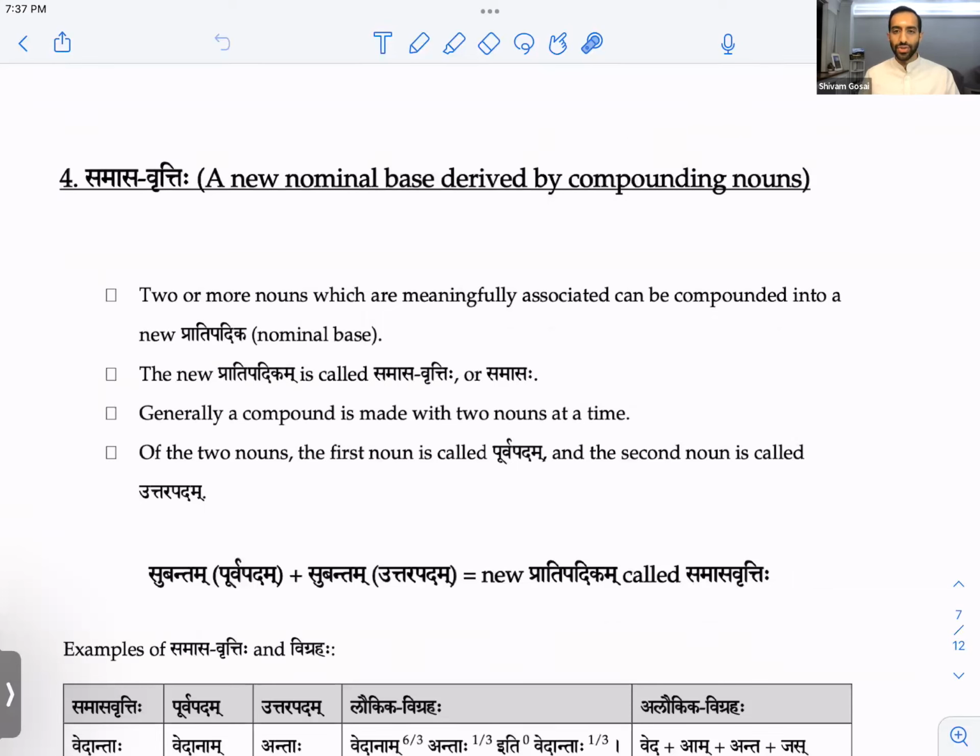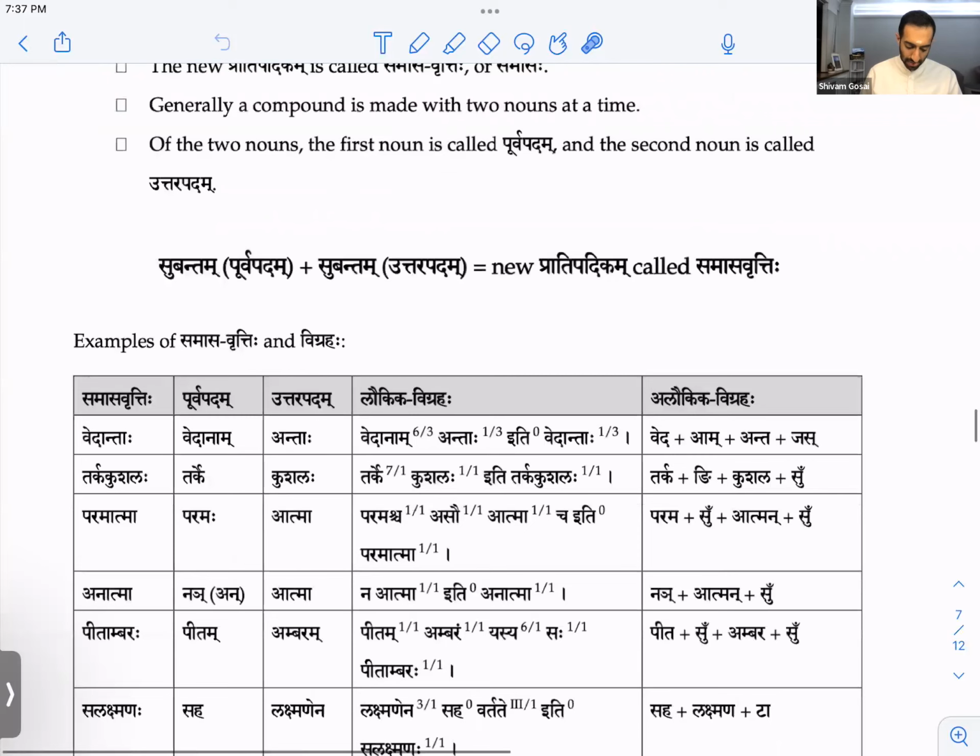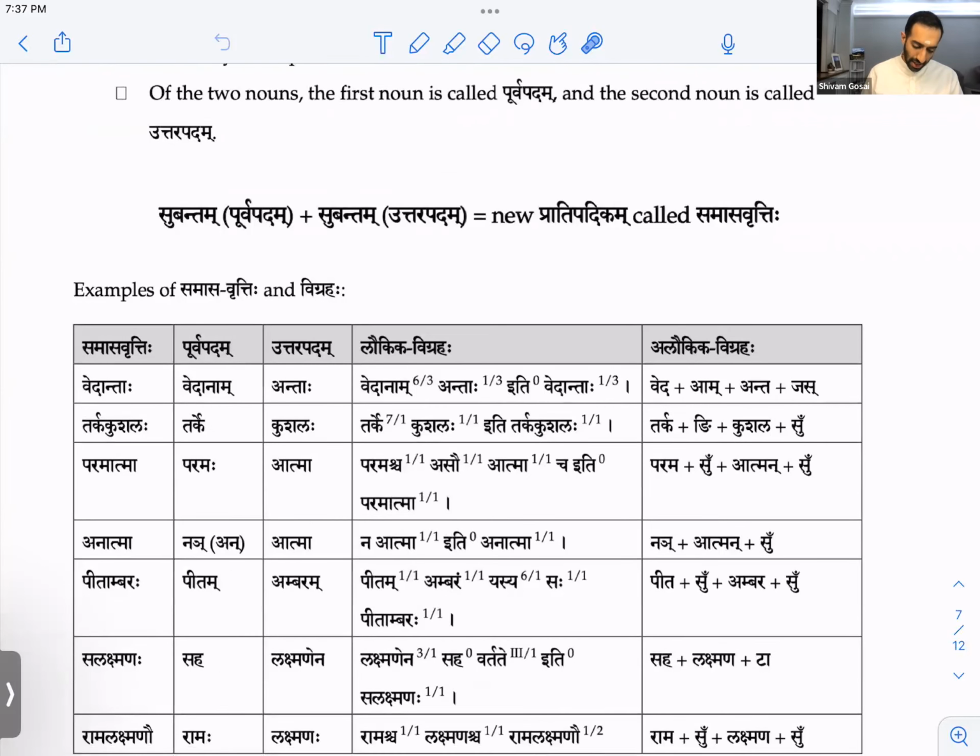Then this is where we'll pick up, Samasa vritti. We're making a new pratipadika by compounding, by adding different subantams together. So we have a subantam plus a subantam, and we get a new pratipadika called Samasa vritti. I remember last time there was a question: is a samasa called the pratipadika? So yes, the samasa is the pratipadika.